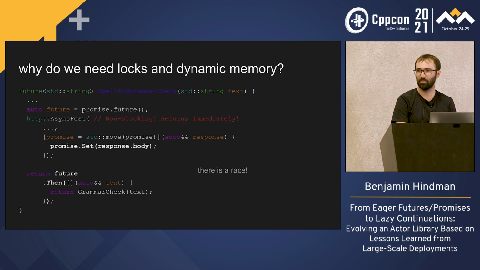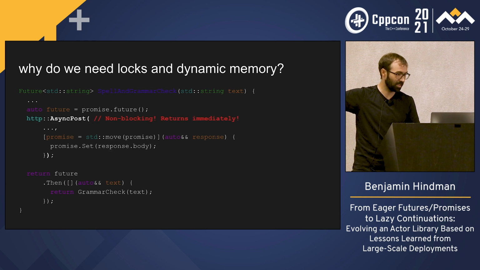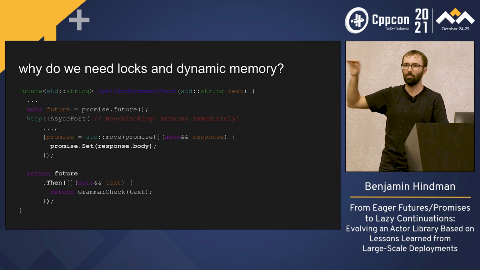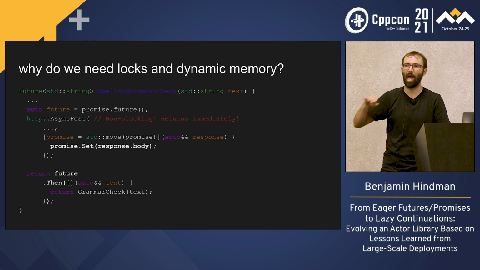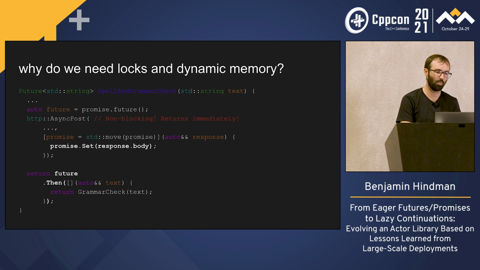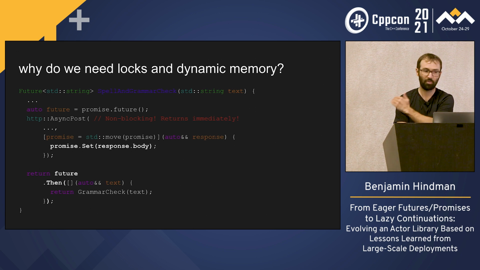There's a race between promise.set being called and future.then being called. Why is that? Because by calling async post and passing this lambda, this callback, that callback might be executed by who knows what, by some event loop, by some other threads, by however async post is implementing their code. They might be on one thread calling promise.set, while meanwhile, we're on the thread that originally called async post trying to call future.then.